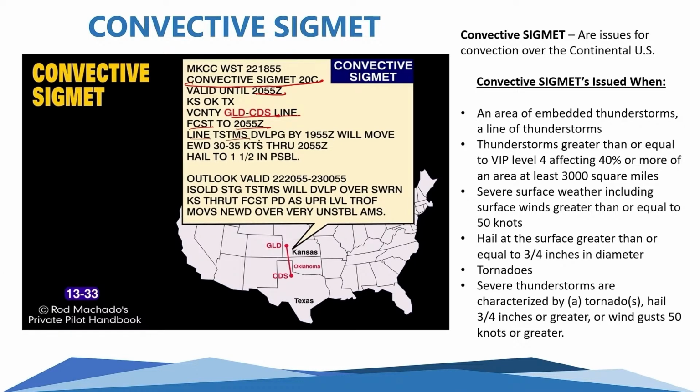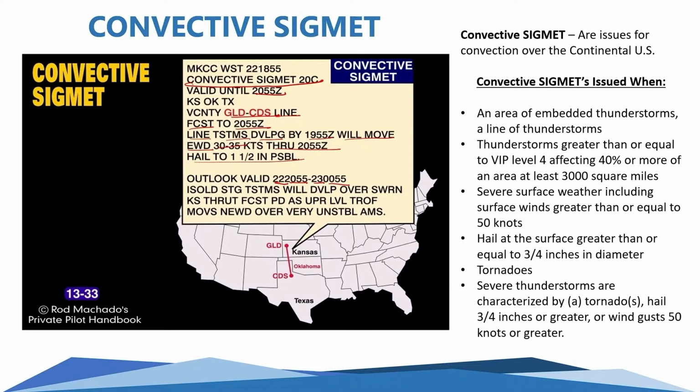A line of thunderstorms is developing by 1955 Zulu, and it will move eastward at 30 to 35 knots through 2055. Hail to 1.5 inches is possible, and then it has an outlook as well, letting you know some further information. And once again, we read it the same way. It's basically the 22nd day at 2055 to the 23rd day at 0, or actually 55 past the hour there. Okay. So these would be the conditions that you want to pay attention to, and because these are convective SIGMETs, these are going to be valid for a 2-hour period, and a lot of times they're going to be extended beyond that 2-hour period because thunderstorms don't just dissipate after 2 hours.